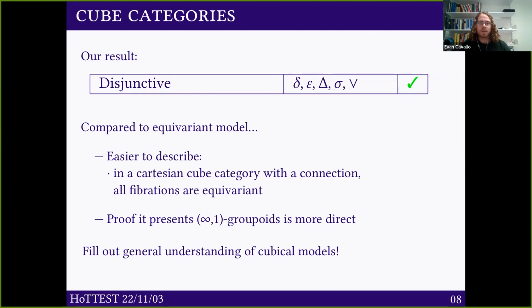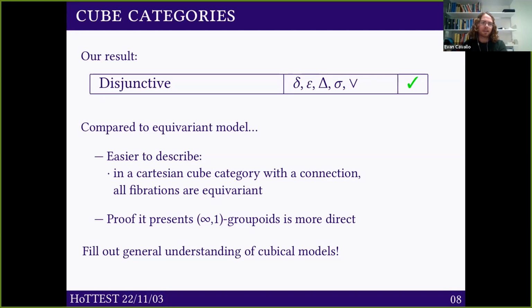Again, we can just do the thing that we've already got on the shelf. But it's not that equivariance is gone in this model. Actually, the truth is that equivariance is there. It's just that once you have this Cartesian structure and the connection, all fibrations are automatically equivariant fibrations. So you could see this construction as an instance of the equivariant model structure construction as well. It's just that you don't have to, and so you can save yourself some wrangling. And the other thing is that the proof we know that this one presents infinity groupoids is more direct than the proof we know for the equivariant one.